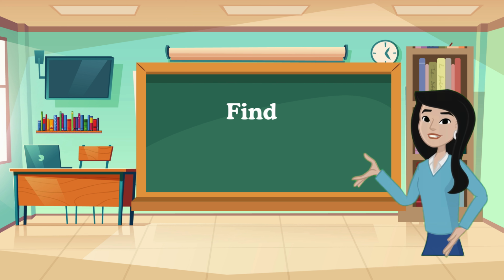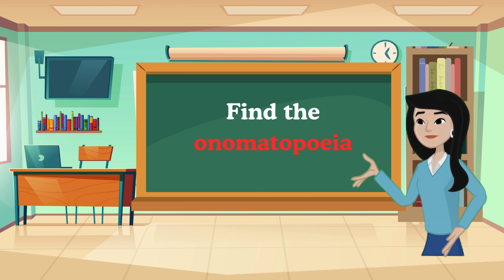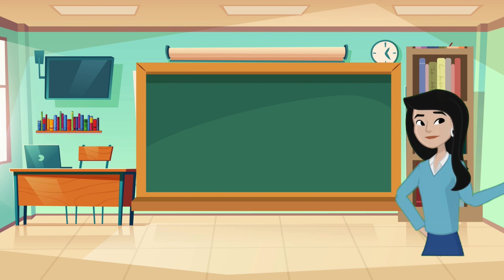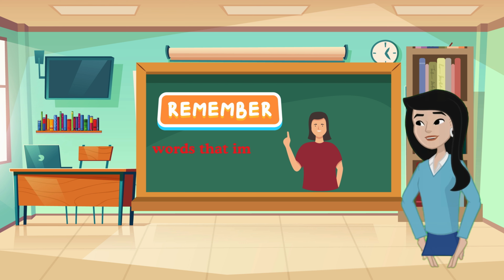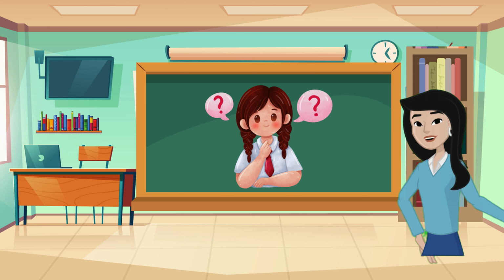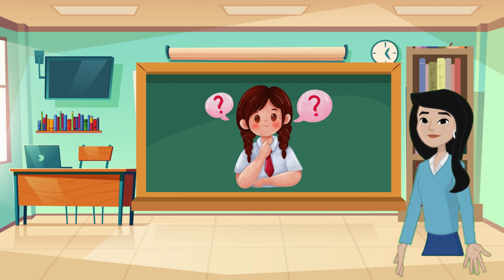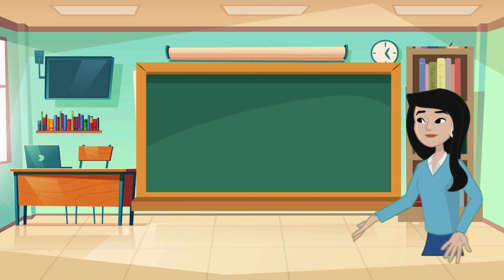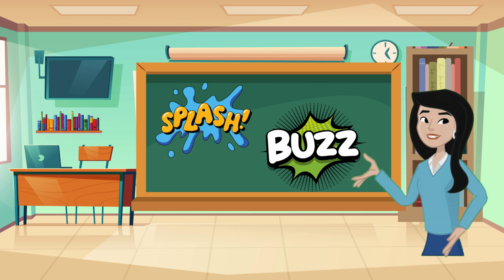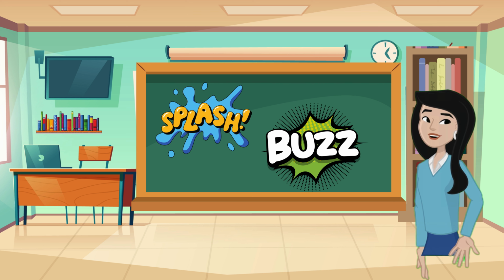Now, let's find onomatopoeia in the poem. Remember, these are words that imitate sounds. Can anyone point them out? Correct. We have splosh and buzzing. They sound just like the noises in real life.